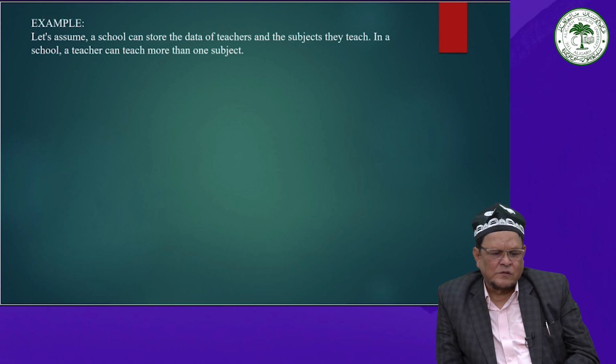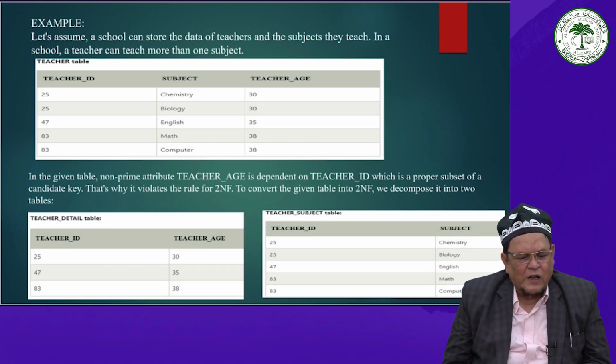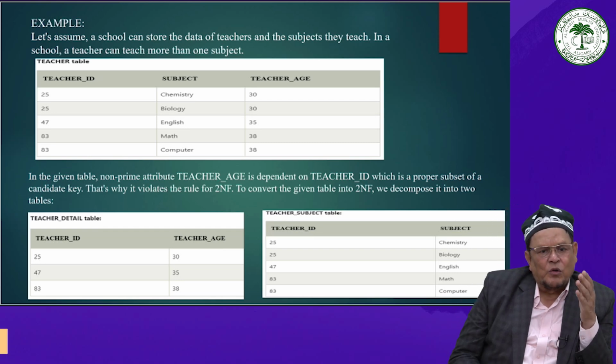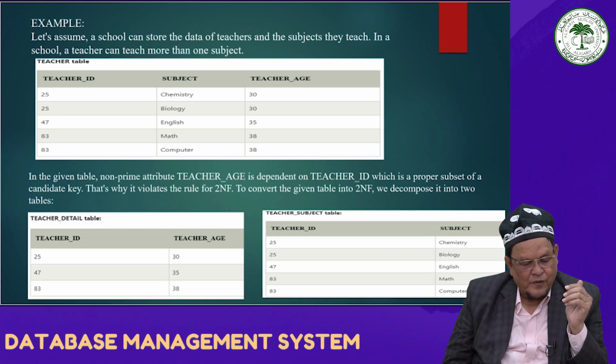I am taking one example. See, here I have taken one example. Assume a school stores the data of teachers and the subjects they teach. In each school, a teacher can teach one or more subjects. Many teachers can teach one subject. Here in the table, you can see teacher ID 25 can teach two subjects, chemistry and biology. The age is 30 here.